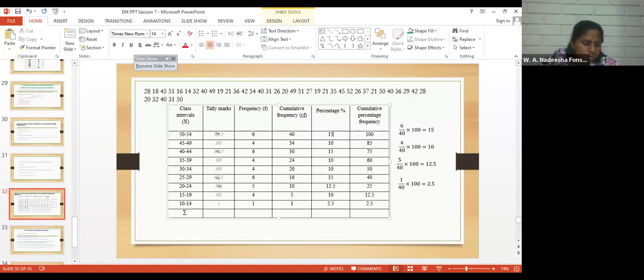So that is how to design the cumulative frequency distribution table. So that is frequency distribution. So then the last part.